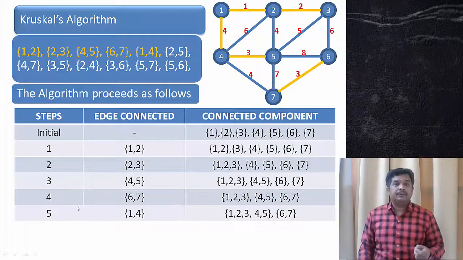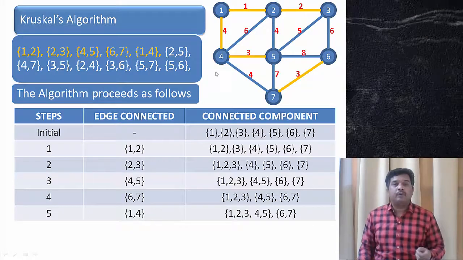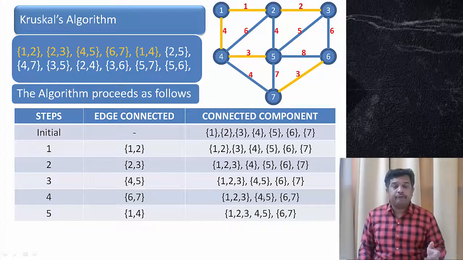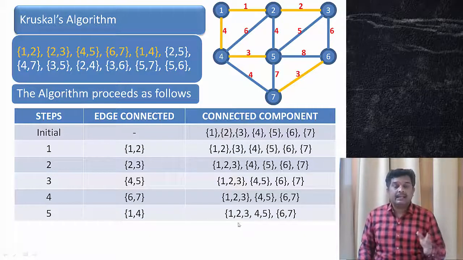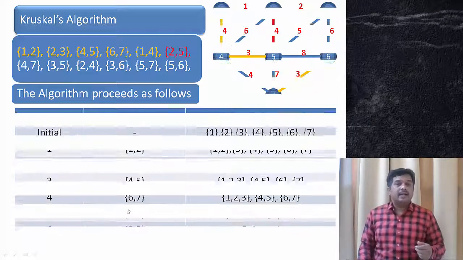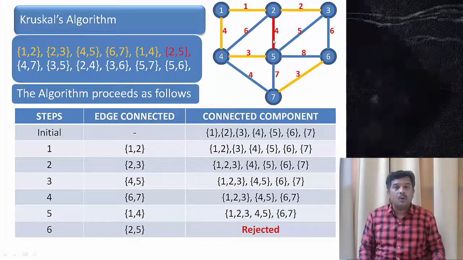Now in the fifth step, the next smallest value is between edge 1 and 4, and the value is 4. So 1, 2, 3, 4, 5 will make a single component, and 6, 7 will make a separate component. Now the next smallest value is 2 to 5 and the value is 4.